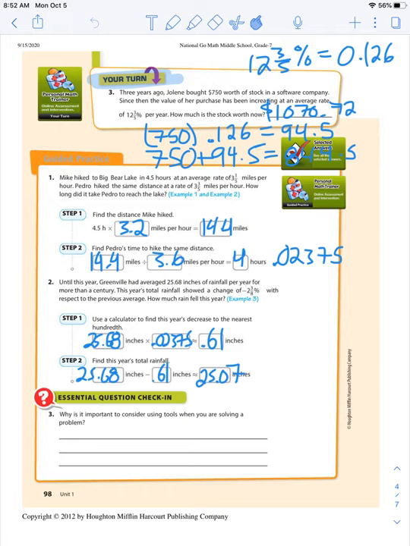All right, so question 3 just asks us to reflect a little bit. Why is it important to consider using tools when you're solving a problem? In these cases, we used a calculator. So it's important to consider using a calculator because you don't want to multiply 0.02375 times 25.68 in your head. You could, but a calculator is going to make it a lot faster for us. And again, always check the reasonableness of your answers.